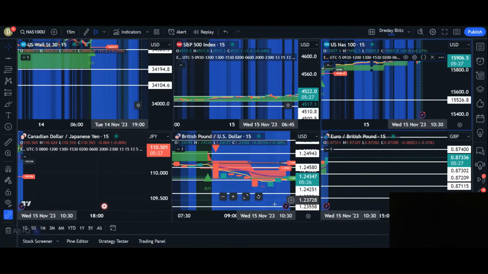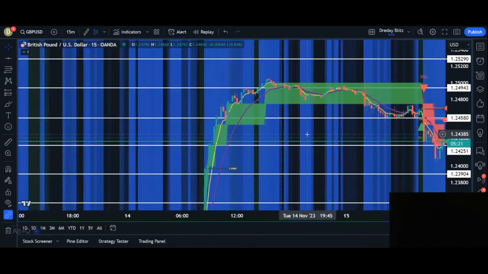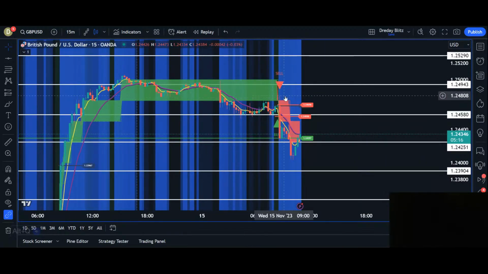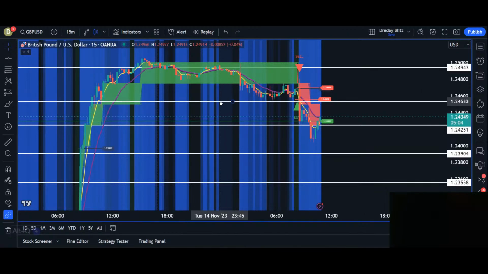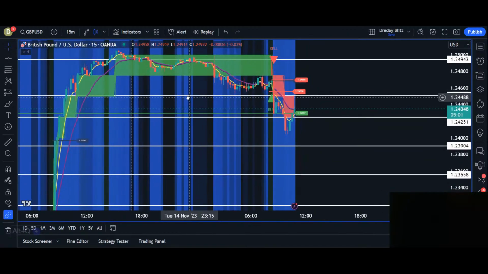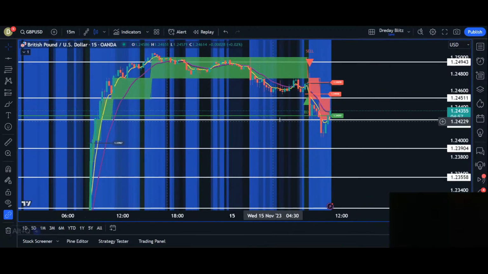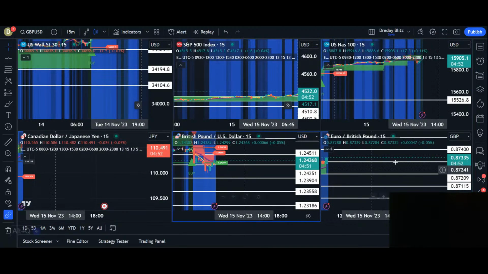Then you have GU. So GU is in the downtrend here since this morning. So it did reverse. I'm still looking for sells. This is going to fall back to this line. Perfect. Still looking for sells here.